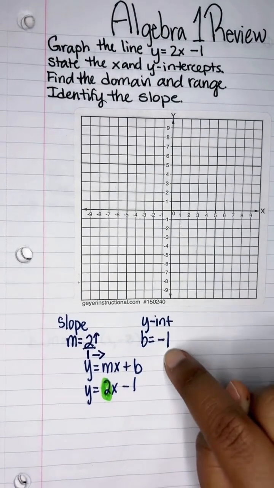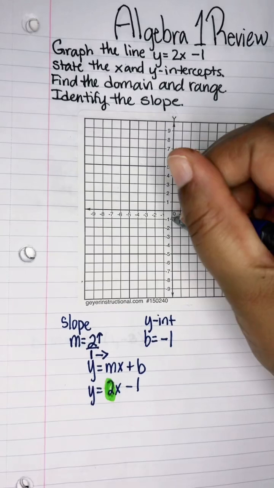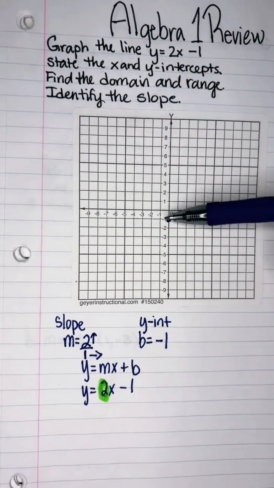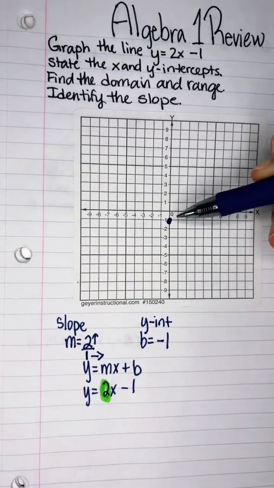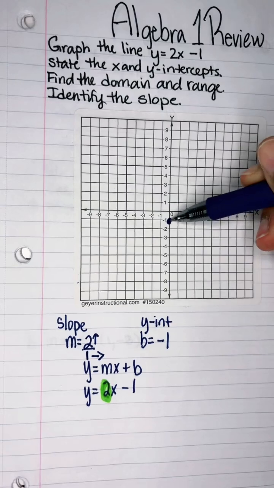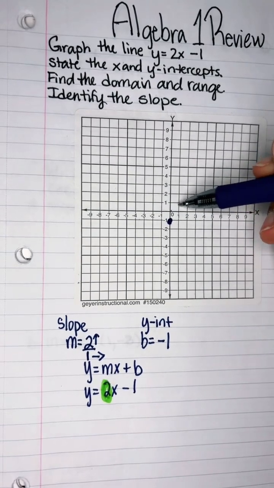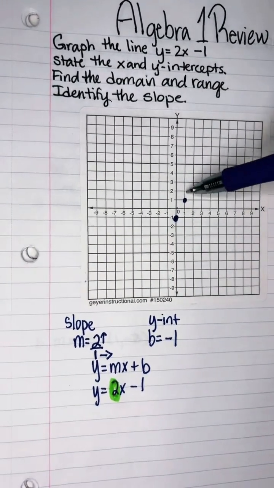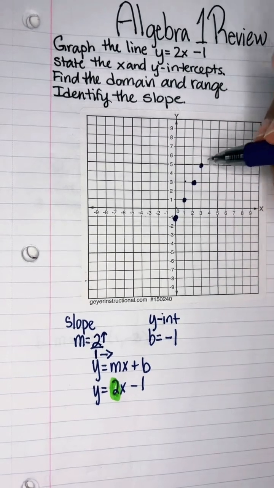So since this is our y-intercept, we start here. So we find negative 1 on the y-axis and put our point. So this is the y-axis. We find negative 1. Then our slope tells us from our negative 1, we count up 2, 1, 2. And we go to the right 1. We can do it again. Up 2 over 1. Up 2 over 1.